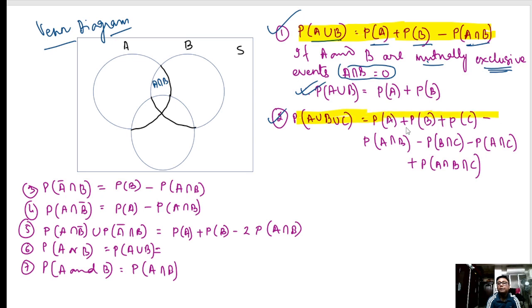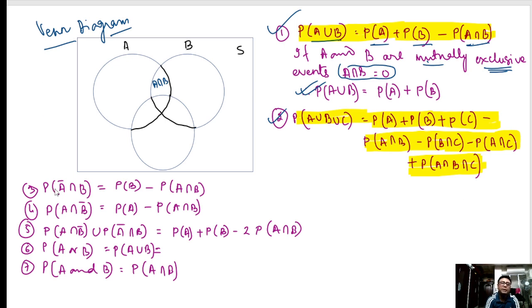Then this is our formula: P(A) plus P(B) plus P(C) minus P(A intersection B) minus P(B intersection C) minus P(A intersection C) plus P(A intersection B intersection C). This is the formula for us.